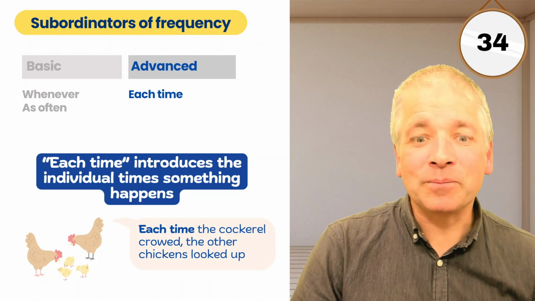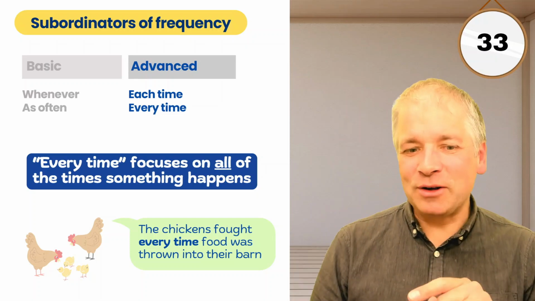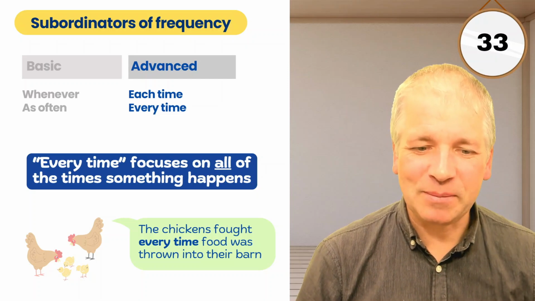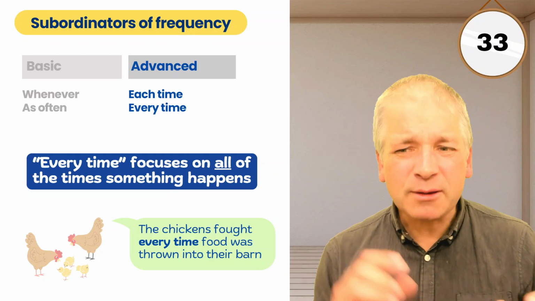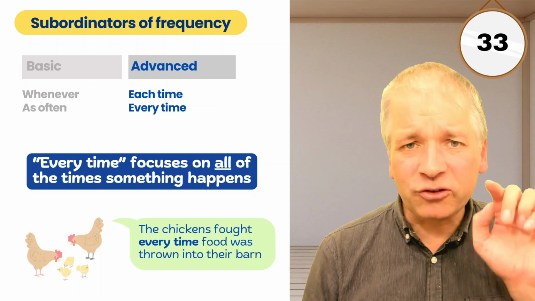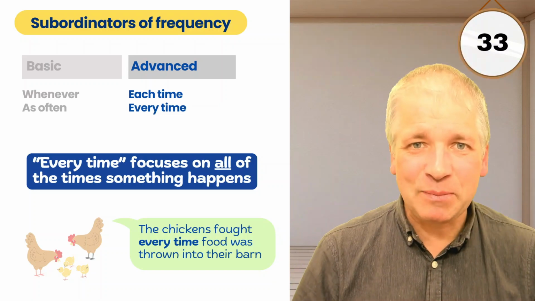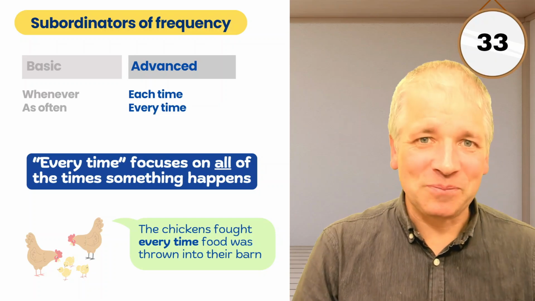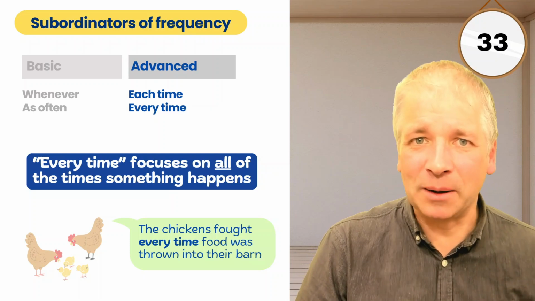Now, every time is similar. The slight difference between each time and every time is that every time focuses on all the times something happens. So the chickens thought every time food was thrown into their barn. In a sense, the meaning is really the same. It's simply that our attention is drawn with each to individual occurrences, which cover all occurrences, but every draws our attention to just all of them without thinking about them individually. But they tend to have a similar effect on the listener or the reader.